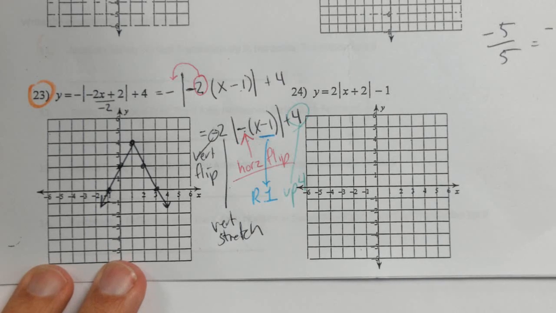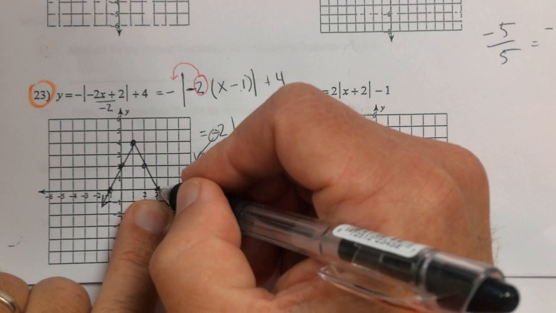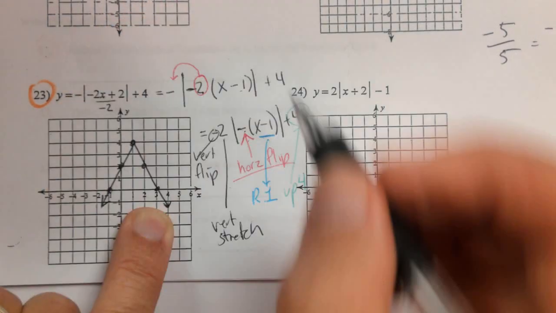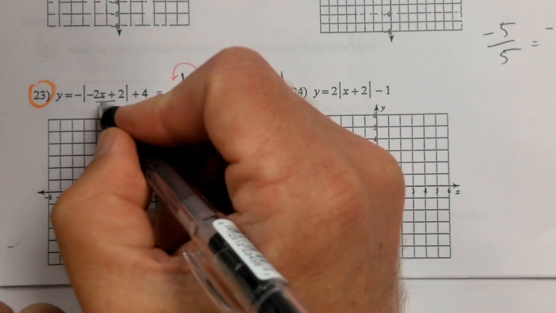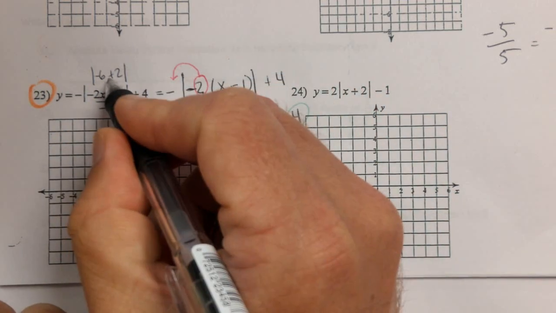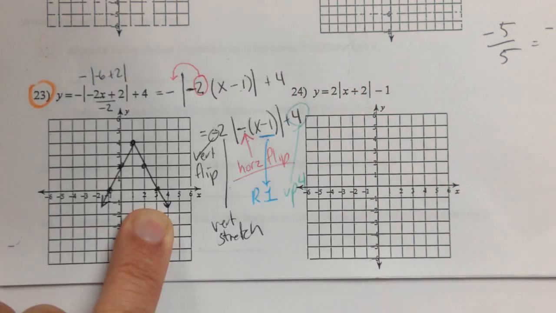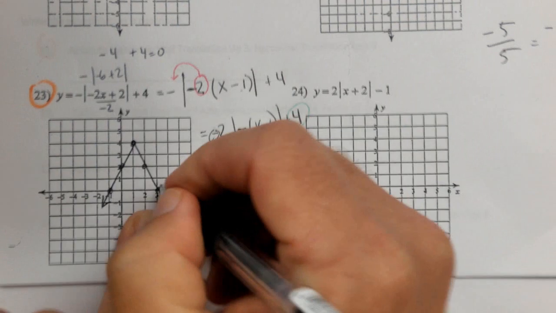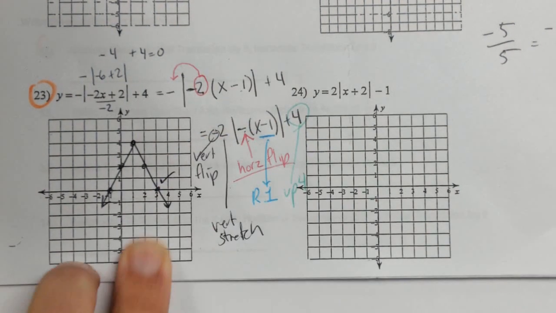By the way, if you're worried about any of those points, you could plug them into the original and check and see what happens. So like I think 3, 0 is a point on the graph. If you're not sure about that, plug 3 in and see what happens. So that would be negative 6 plus 2. That would be negative 4. Absolute value would make it a positive 4, but then the negative on the front would make it negative 4 again. Negative 4 plus 4 is 0, so I just verified that that point's right.